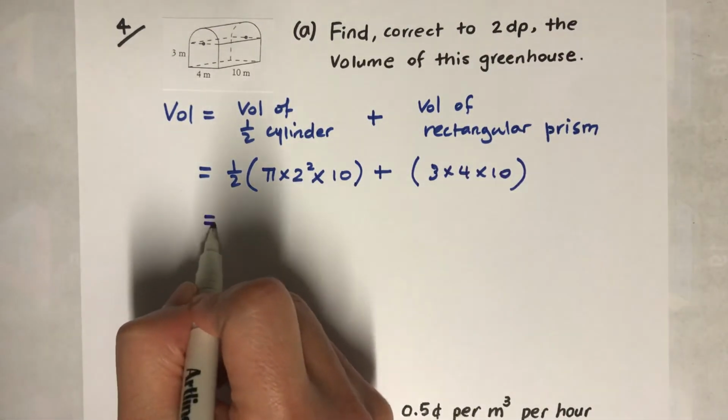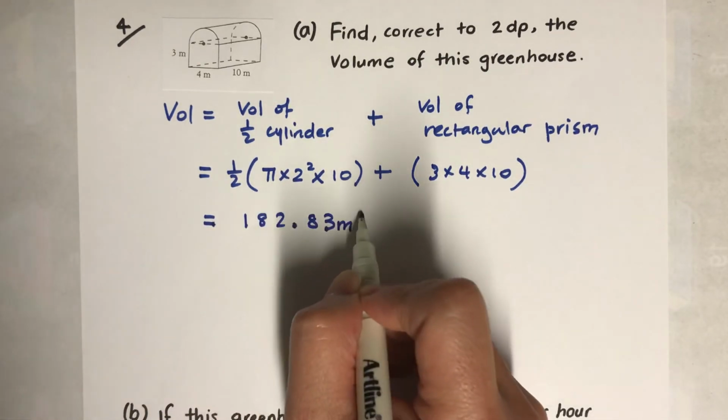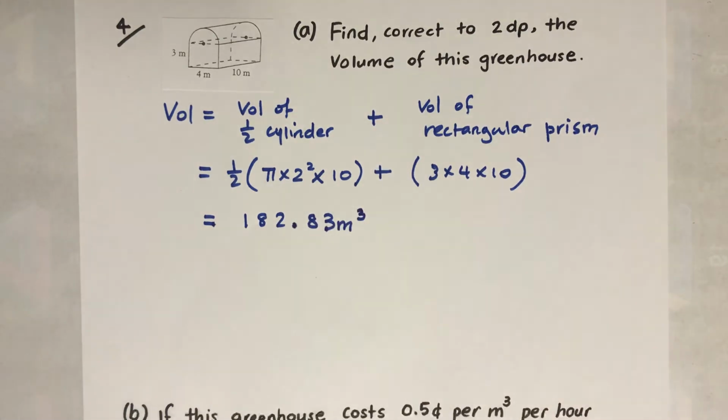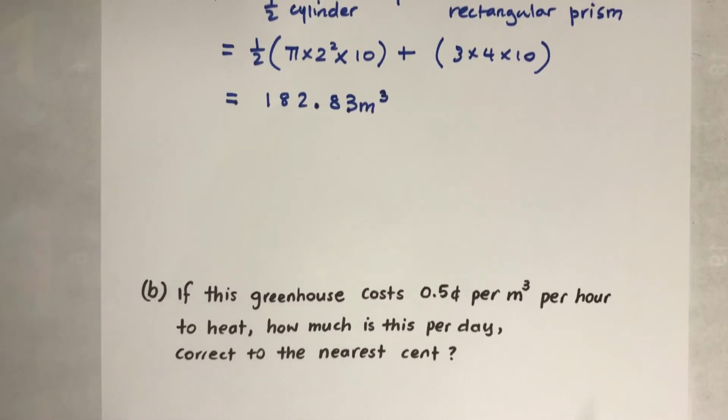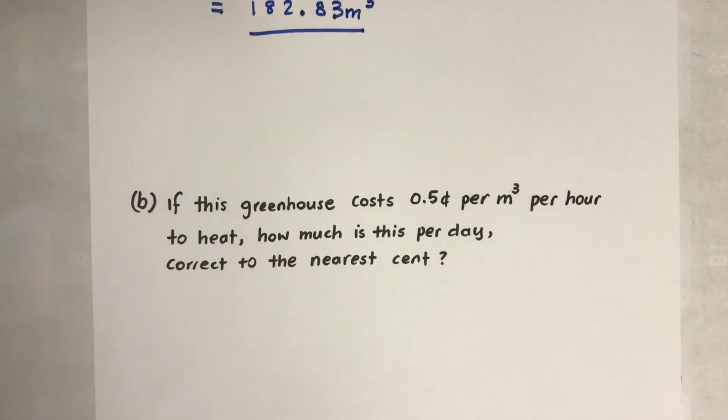And if you put that in your calculator, you will get 182.83 cubic meters, sorry, because it's 2 decimal places. So I've got that and done. Just underline that. Now, next one, it says, if this greenhouse costs 0.5 cents per cubic meter per hour to heat, how much is this per day? Correct to the nearest cent. Now, nearest cent is 2 decimal places, okay?